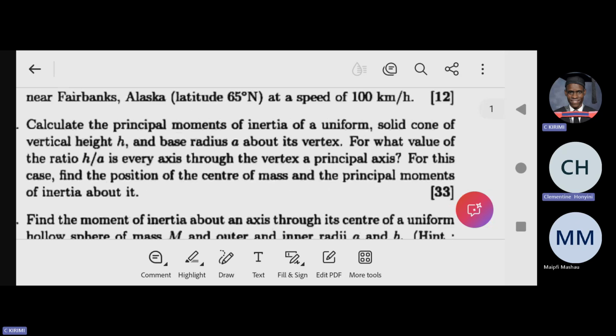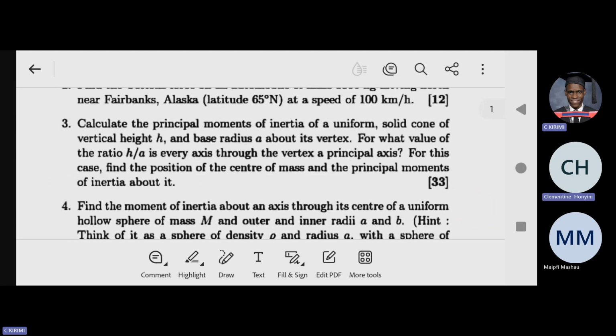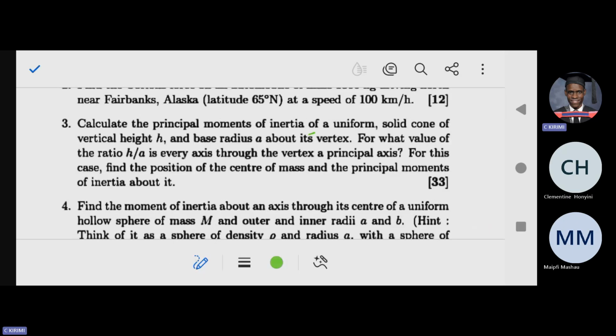So this was the question of calculating the principal moments of inertia of a uniform solid cone. You were given the vertical height h and the base radius a about its vertex. For a value of the ratio h over a, is every axis through the vertex a principal axis?